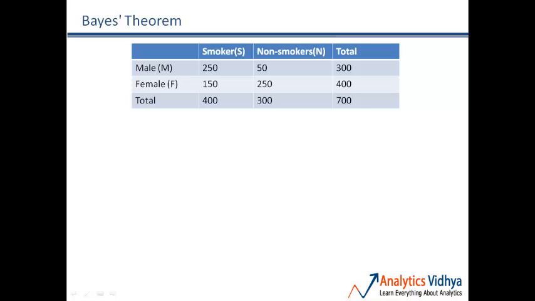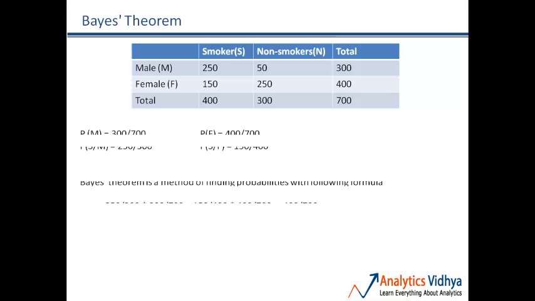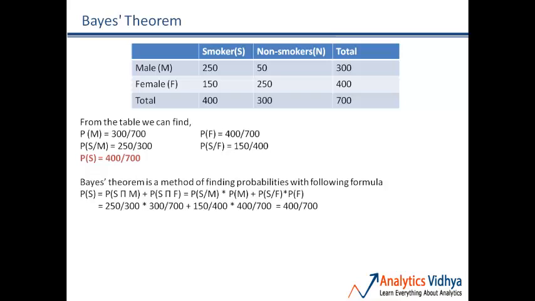We have a grid here which is based on a population of 700 people. Out of these 700, there are 300 males and 400 females. Out of these 700 again, there are 400 smokers and 300 non-smokers. You have a distribution of male smokers, female smokers, etc., which can be found in this grid. Now, there are certain numbers which you can directly find. If I choose a person at random, what is the probability that I will choose a male person? The probability will be 300 by 700. The probability that I choose a female will again be 400 divided by 700.